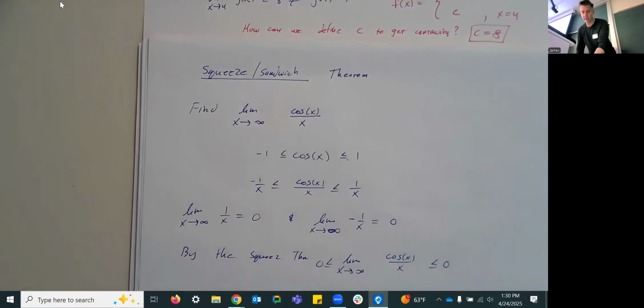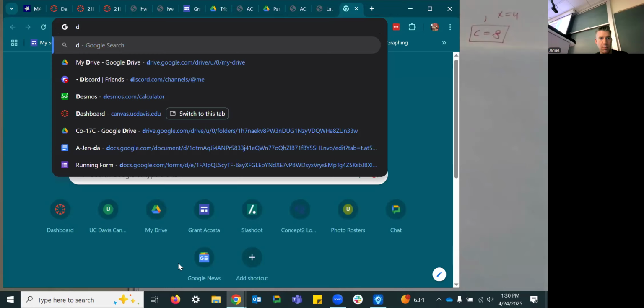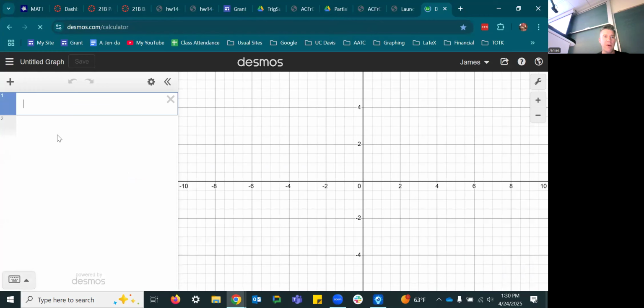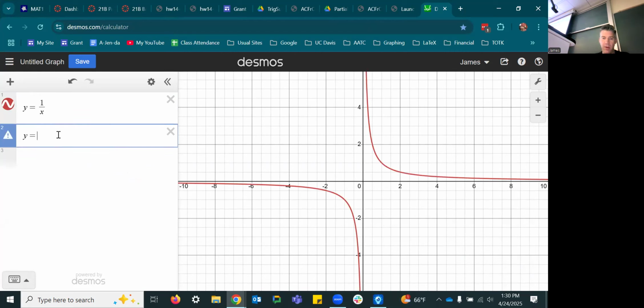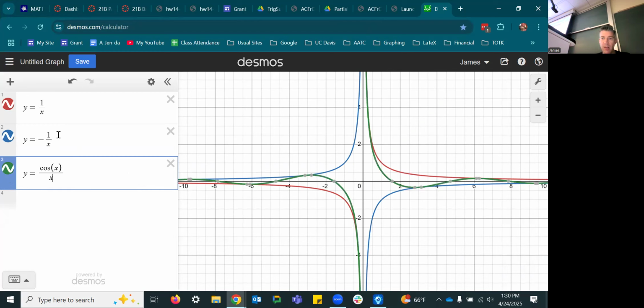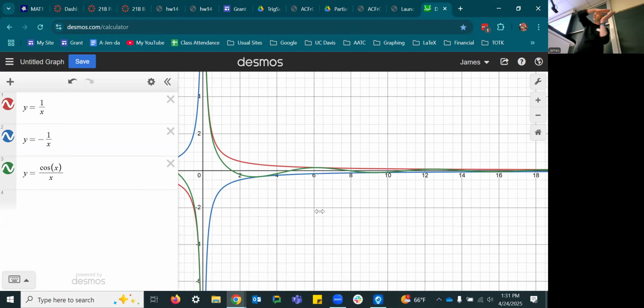And just for fun, I know it is 1:30, so if you got to go, it's totally fine. But if you look at the graph of this, you can see this kind of really nicely. So if you graph y equal to 1 over x and y equal to negative 1 over x, and then y equal to cosine of x divided by x, you can see how it's trapped in between those two functions. And as you move further to the right, they're both scrunching down to 0. So the thing that's bouncing back and forth is also getting scrunched down to 0. All right, that's all I got.